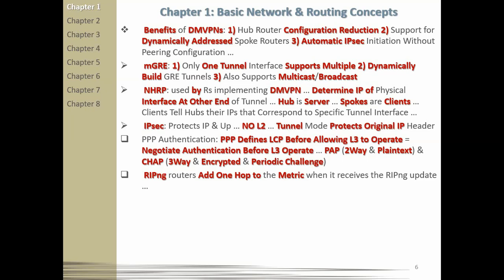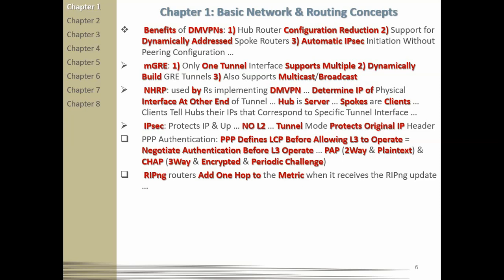The third component for DMVPN is IPsec, and we all know about IPsec and the protection that it provides for network layer and above. So it protects the IP layer and above. There is no protection with IPsec for layer 2. It can only protect the IP layer and up, transport and user data, and it cannot extend its protection service to the data link layer.